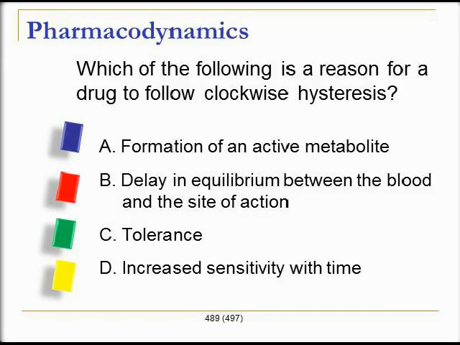All right, pharmacodynamics. So which of the following is a reason for a drug to follow clockwise hysteresis? So this might be something you've never heard of before. Occasionally you'll see a question like this come up, so that's why I wanted to go over it. So which of the following is a reason for clockwise hysteresis? Formation of an active metabolite, delay in equilibrium between the blood and the site of action, tolerance, or an increased sensitivity with time?